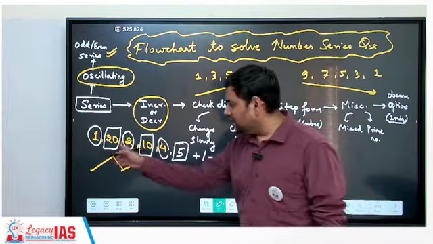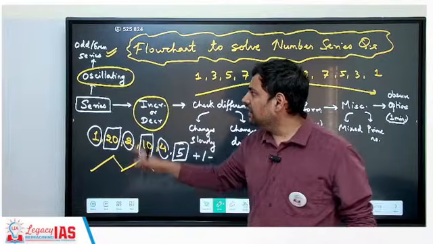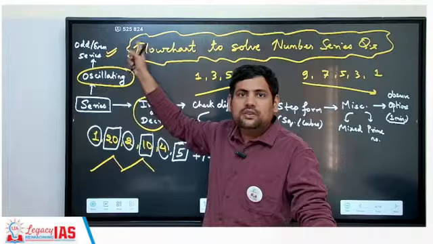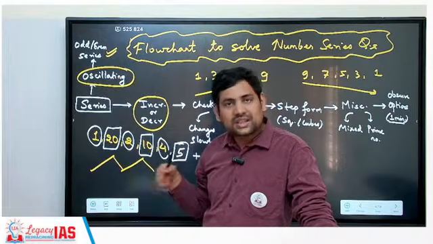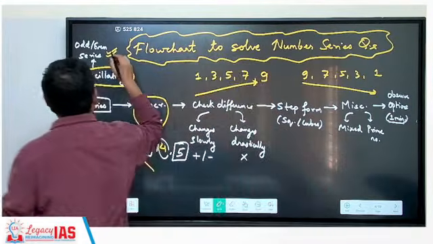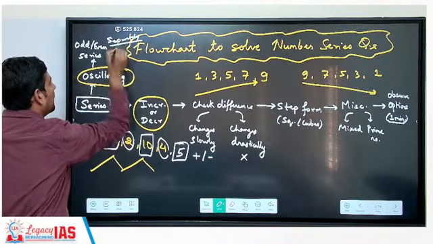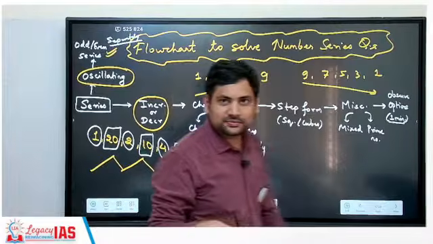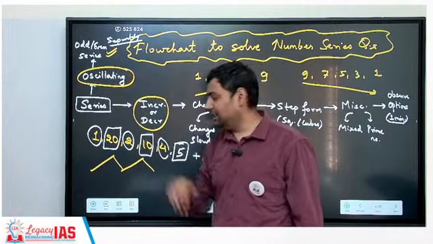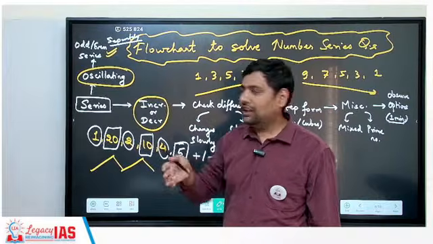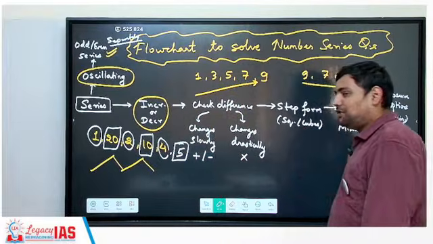Understood? So here, once you identify that this is an oscillating series, just immediately start looking at odd and even terms separately. If this is an odd even series, you see them separately and you will get the answer. Understood? So this is done for oscillating. Now if it is increasing or decreasing, then we have to move forward and check for more things.